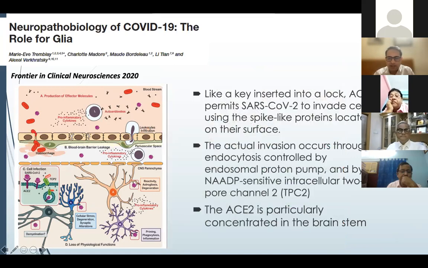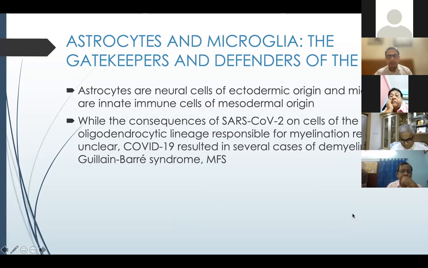And this ACE2 is particularly concentrated in the brainstem and also in the circumventricular organs. Now, the glial cells are astrocytes and microglia. The astrocytes are neural cells of ectodermal origin, and microglia are innate immune cells of mesodermal origin. So these two are collectively called the glial cells. There is another group of cells called oligodendrocytes, which are responsible for the myelination of neurons in the central nervous system. The effect of SARS-CoV-2 on oligodendrocytes remains unclear. It is not very clear how it directly invades them, but we know that different types of demyelinating disorders of the CNS and PNS have been seen after a COVID infection.